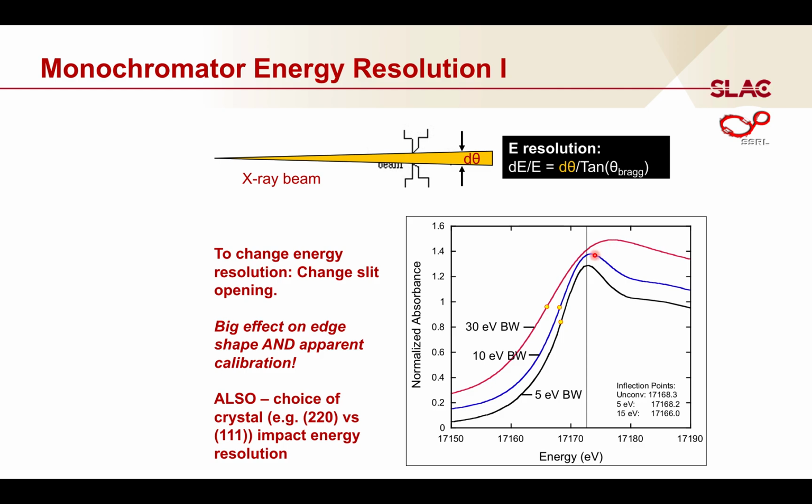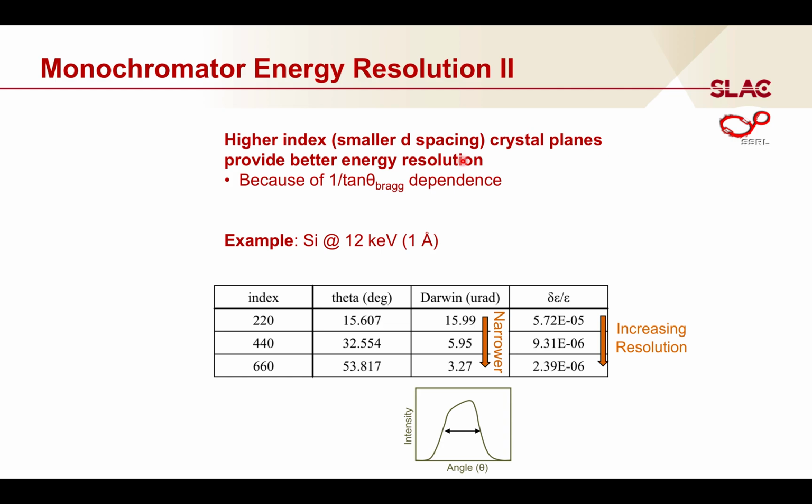So what I'm trying to say is that you need to be very careful to make sure that you have this slit setting constant between different measurements, and really as small as you can get away with. Okay, just pointing out that you can choose different monochromator crystals for your measurements, for instance 220 or 440. The rocking curve width gets narrower when you go to these higher order indices, and the intrinsic energy resolution increases as a result of that.